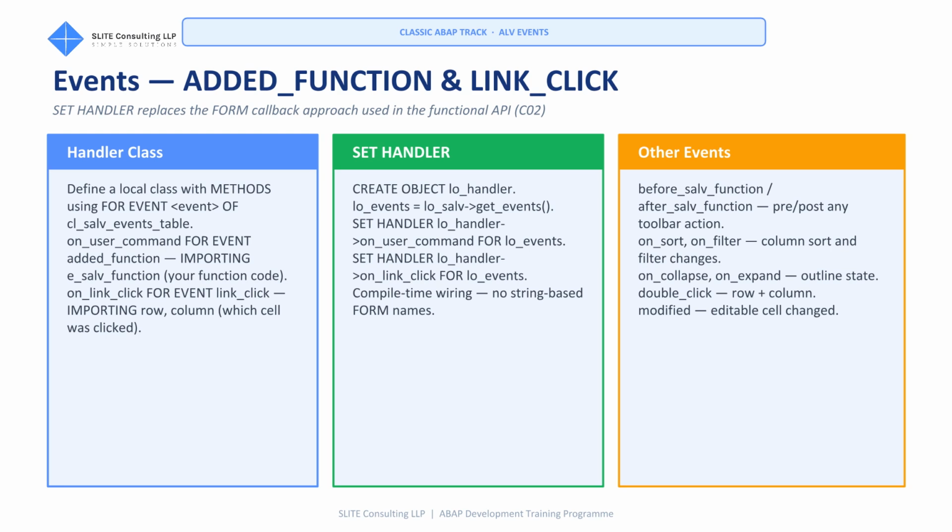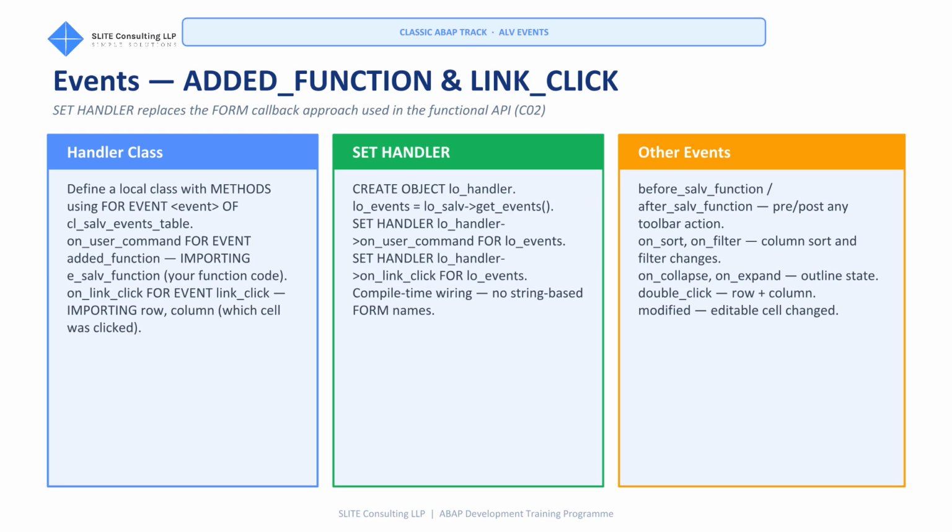method in a class. The link_click event fires when a user clicks a hotspot cell. The event parameters row and column give you the row index and column name. Use read table with index row to get the full data row. Then use it however you need, typically to fetch and display detail data. After processing an added_function, if you have changed the data table, call lo_salv->refresh to update the grid display.